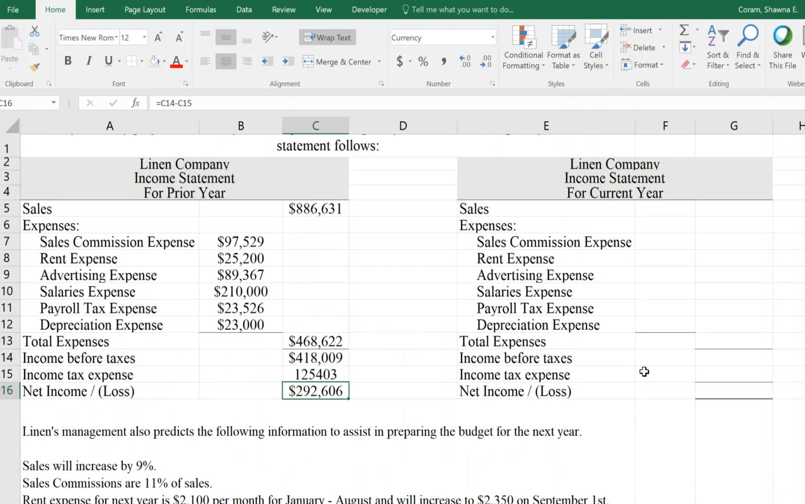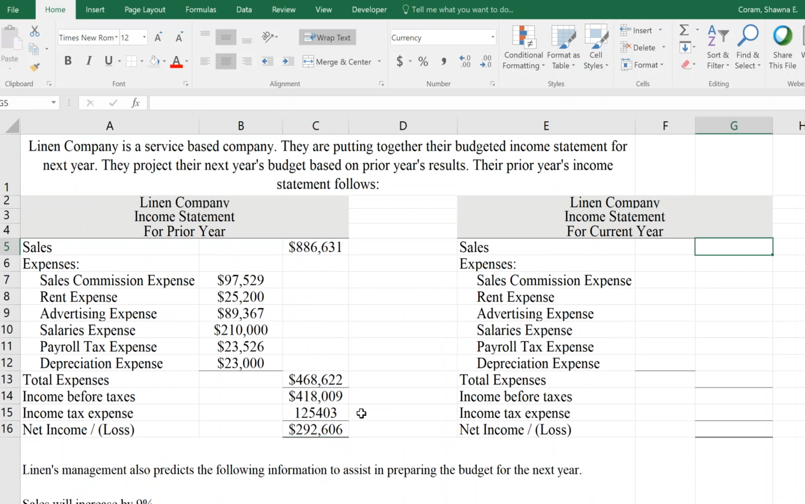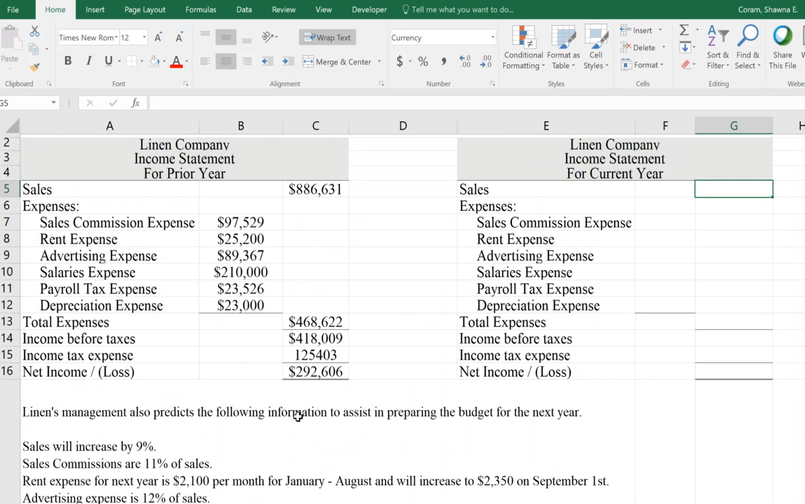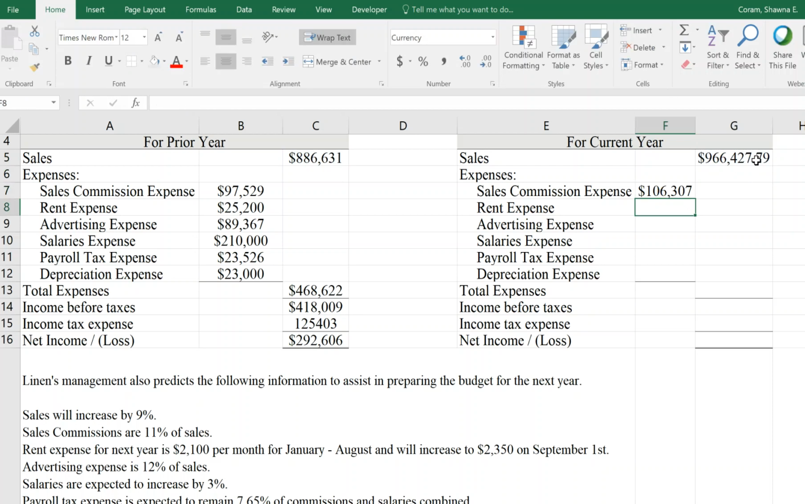So essentially, we're just going to start at the top and work our way down based on the information we're given in the problem. So sales, they say, are expected to increase by 9%. So we can take our sales number, multiply that times 109%, or 1.09, and that's going to give me my anticipated sales for next year. Sales commissions are 11% of sales. So if we take that number and multiply that times the 11% of sales, that's going to give me $106,007.